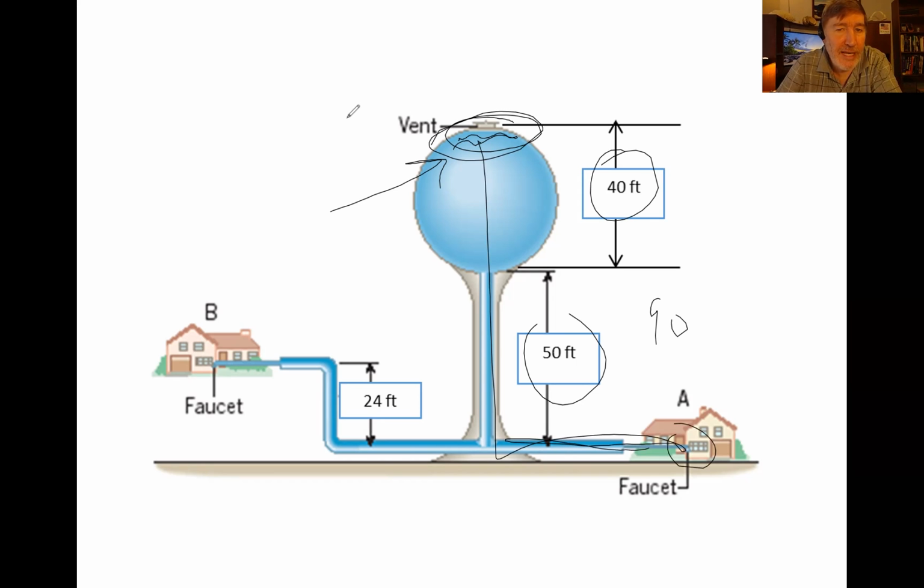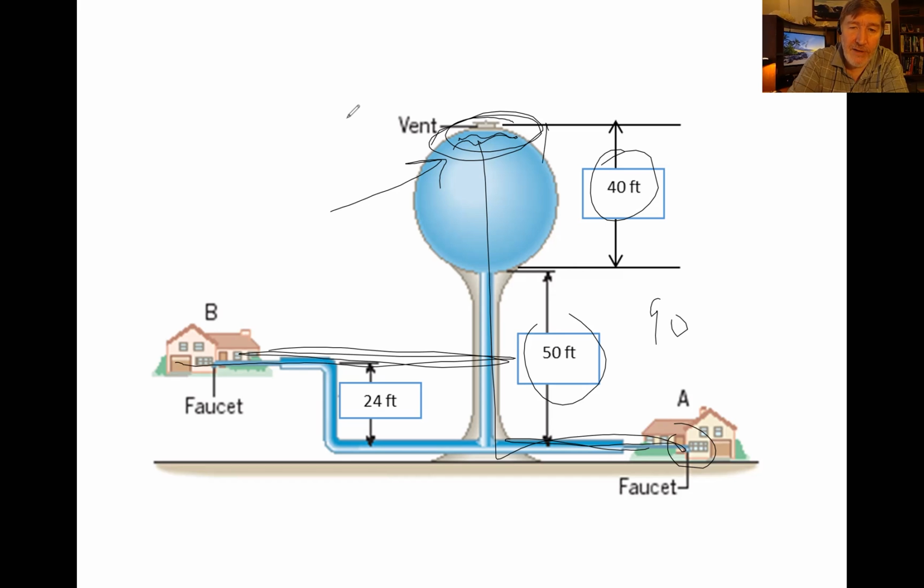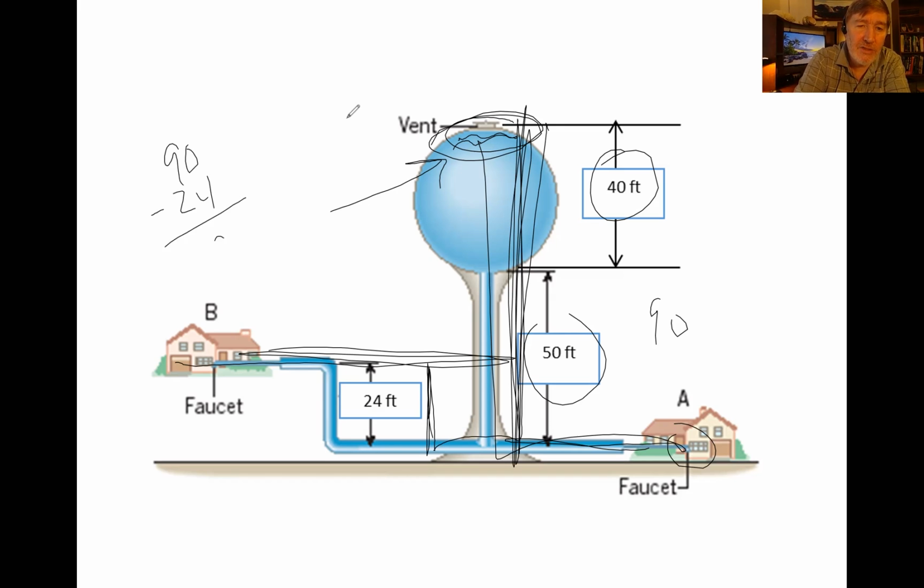And so we're going to use that together with some other things that we're going to learn in just a few minutes. And you can actually come up with a number for what the pressure is then in house A. Now house B is up higher. So you can see here, we've got 90 meters or 90 feet from here to here, but house B is up 24. So whatever 90 minus 24 is, so 66 feet, that's the number for house B.